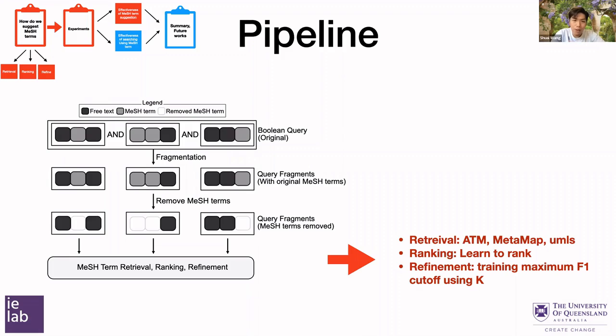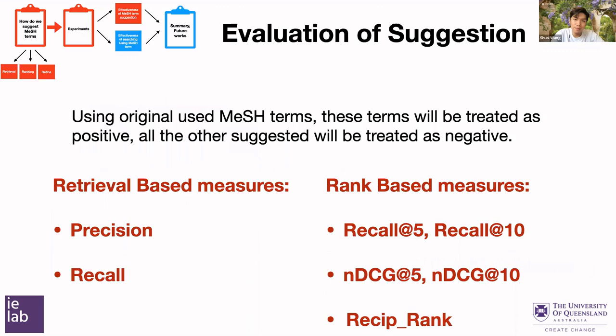How do we evaluate these methods? To evaluate the effectiveness of suggesting MeSH terms, we treat the MeSH terms in the original query as ground truths, which means if the suggestion method can correctly choose the same MeSH terms as the original query constructed by the information specialist, that means the MeSH term is correct, otherwise it's not. For measurement, we're using retrieval-based measurements, including precision and recall, to estimate the effectiveness of the MeSH term suggestion system.